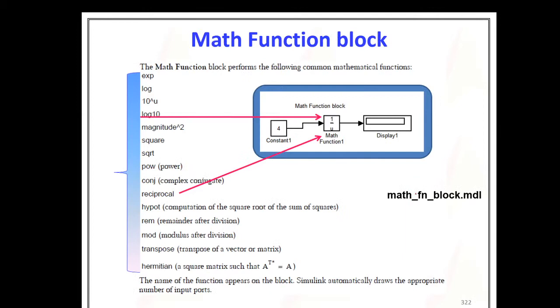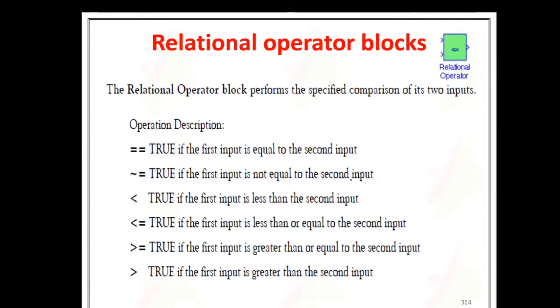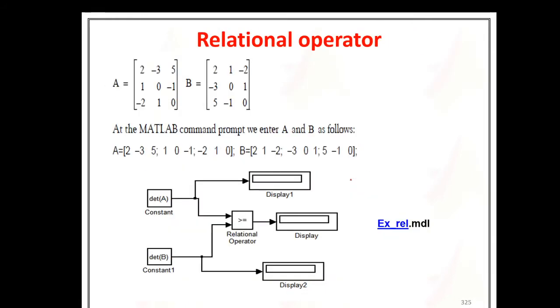Okay. One more thing, the math function block is another function available. It performs the following common mathematical operations. So for example, this is the constant, this is the block name, this is the display. Okay, so these are all the possible operations you can do here. You can see. Then you have the relational operators available. A and B are the matrices.